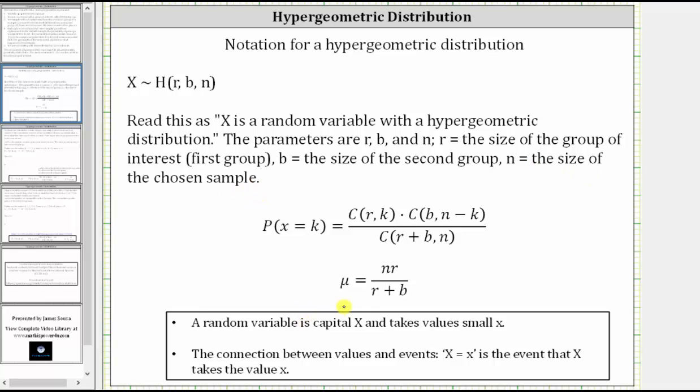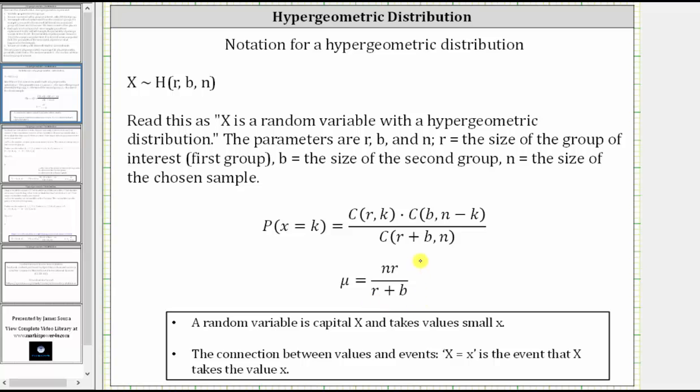Remember, a random variable is capital X and takes on values small x. The connection between values and events: capital X is equal to small x is the event that capital X takes on the value small x. And the probability x is equal to k is equal to the product of r choose k and b choose n minus k divided by r plus b choose n. And the mean is equal to the product of r and n divided by the sum of r and b.